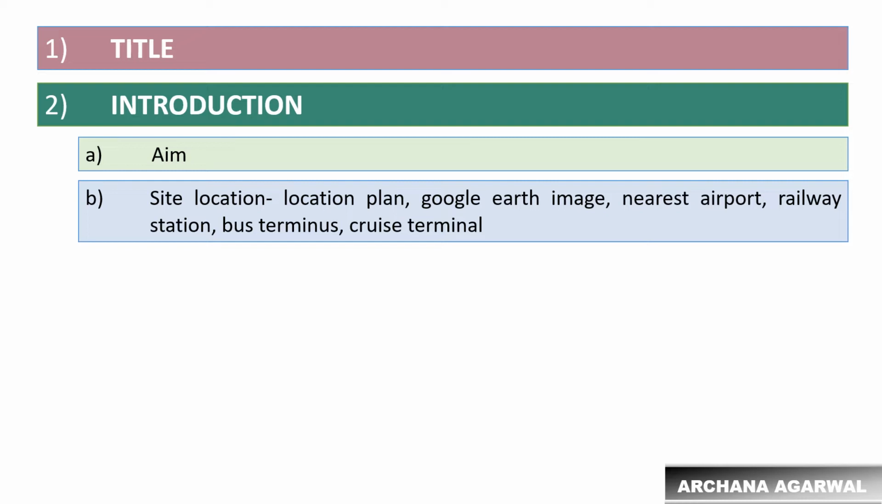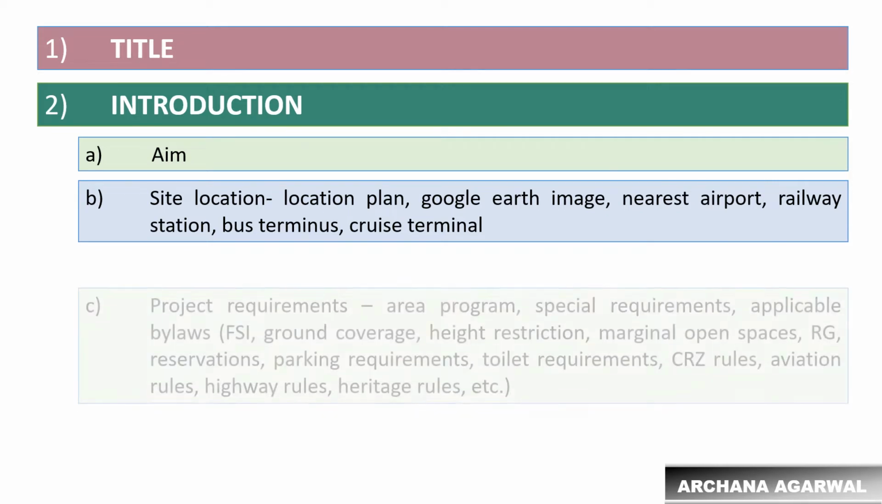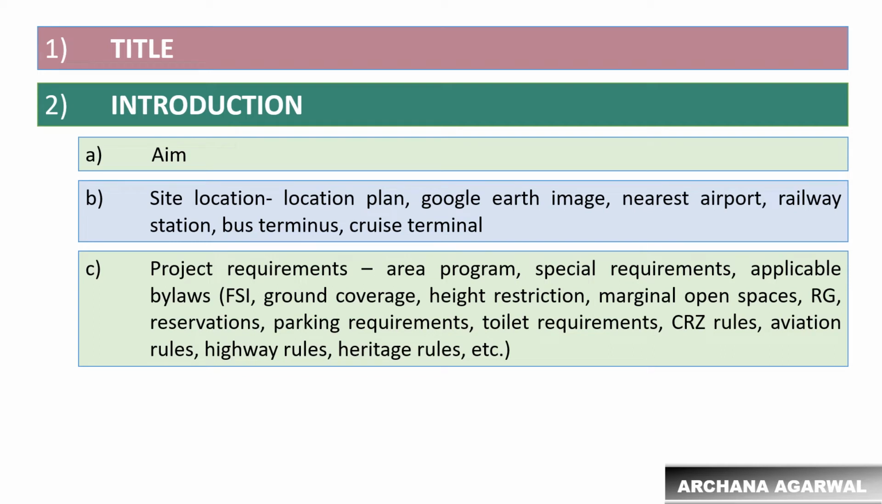to site. And next comes the project requirements. Under project requirements, give the list of rooms or spaces required for your project, along with the areas of those rooms or spaces. Mention any special requirements for your projects. Do mention the applicable bylaws like FSI, ground coverage, height restriction, marginal open spaces, recreation ground, any reservations, parking requirements, toilet requirements, and if applicable, then CRZ rules, aviation rules, highway rules, heritage rules, etc.